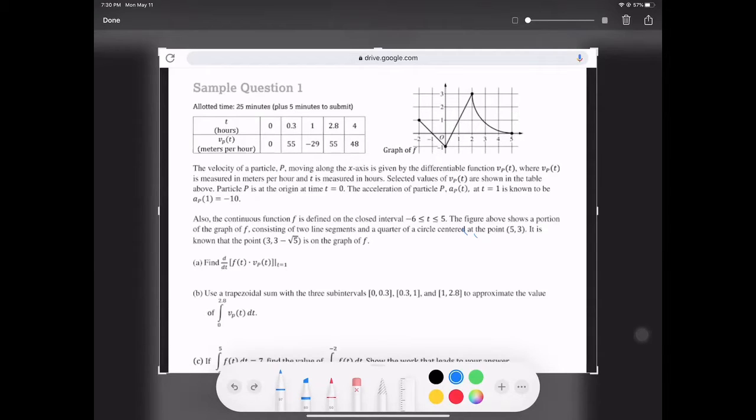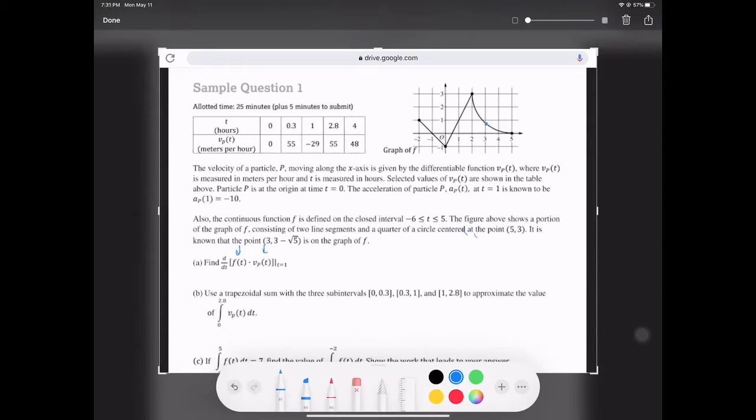Okay, so this is a different function. The figure above shows a portion of the graph of f consisting of 2 line segments and a quarter of a circle centered at (5, 3). It is known that the point (3, 3 minus square root of 5) is on the graph of f. Okay, so first part, find the derivative of this guy at t equal to 1.